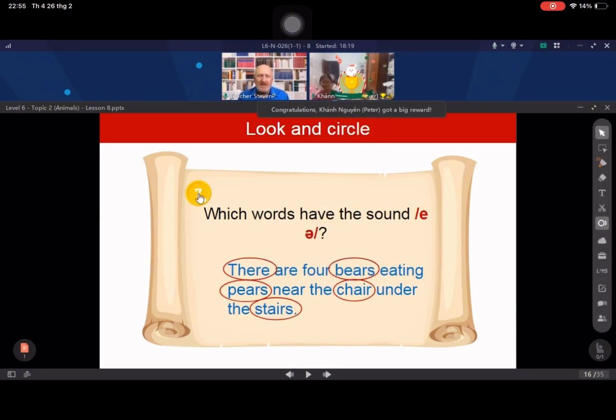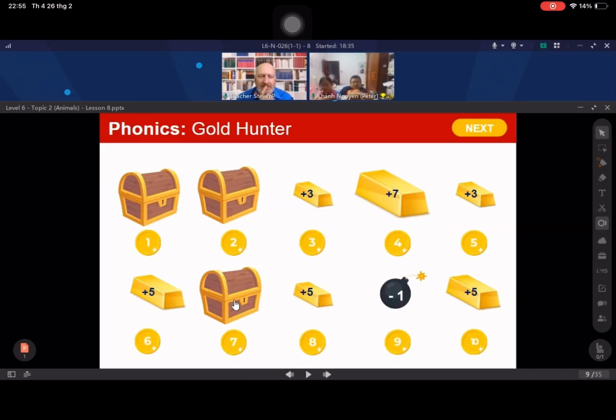Let's see what happens. How many points do you need at the moment? Peter has 14 and Mia has 13. So Mia, you need 2 points to win. Let's see. Here we go. Number 7. Oh no.